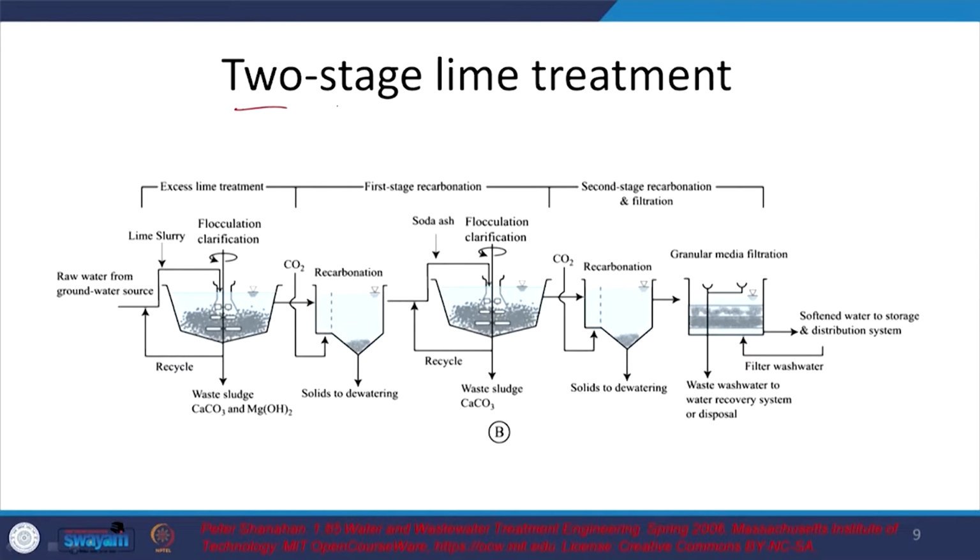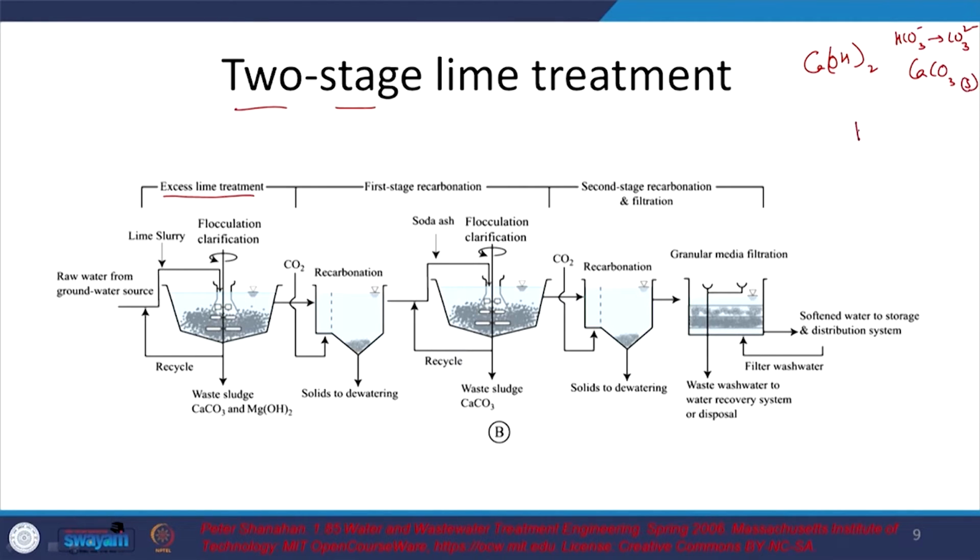So, two-stage lime treatment, let us see what we have. Here we have excess lime treatment, earlier it was only lime treatment. Why do we add excess lime? Lime, at least the form that we wanted, is Ca(OH)2. We add it to transform HCO3- to CO3 2-, and then bring about precipitation of CaCO3 solid.